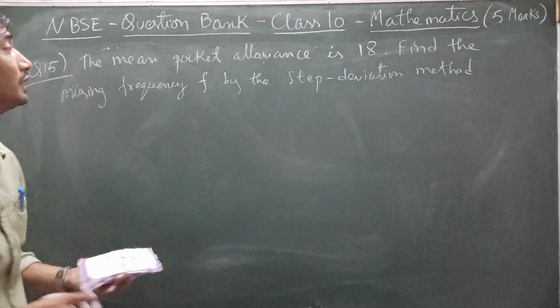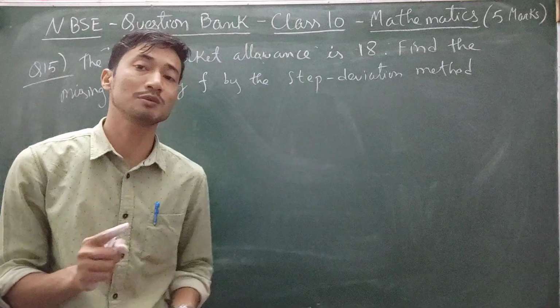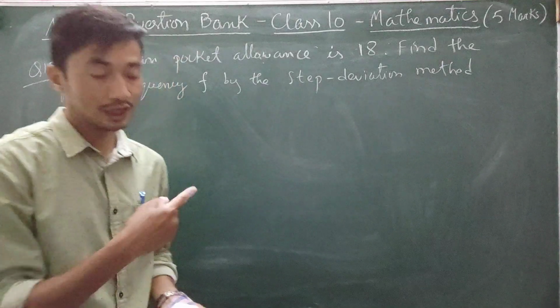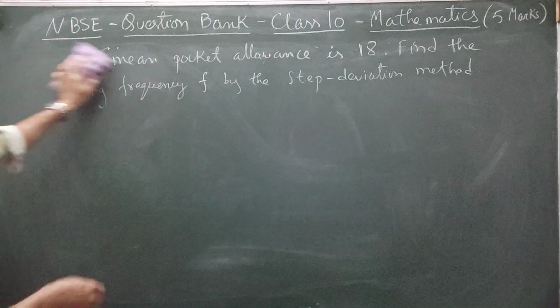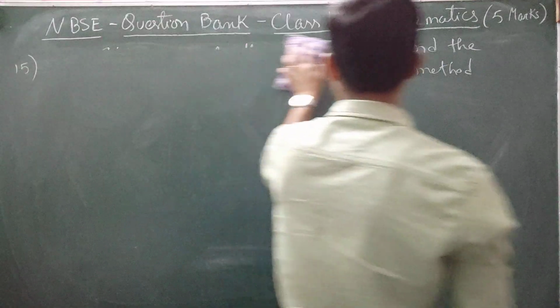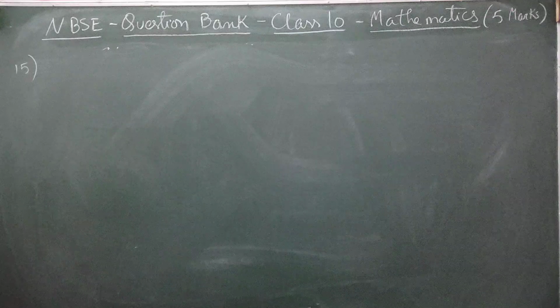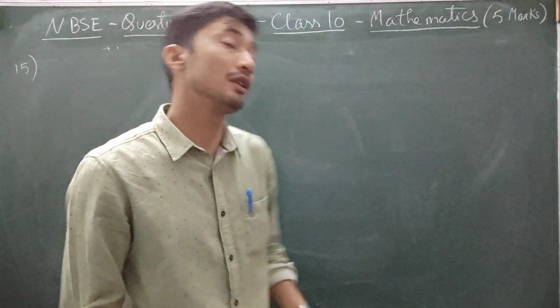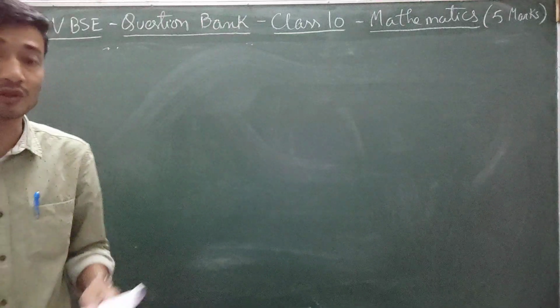Okay, so mean is 18, already given. So this time we're not supposed to find out the mean. This time we're supposed to find out the missing frequency. When I draw the table, you will understand. Okay, so I'll rub off the question now. Especially from statistics, the questions may not be exact, as I was mentioning, but it will be similar, same concept, hopefully.